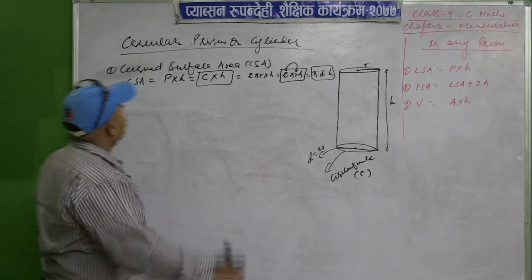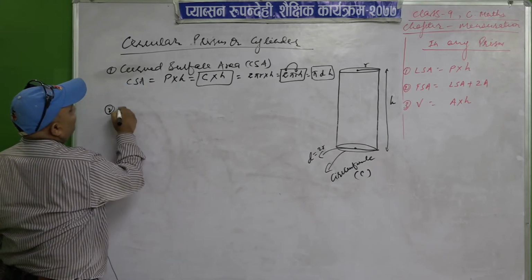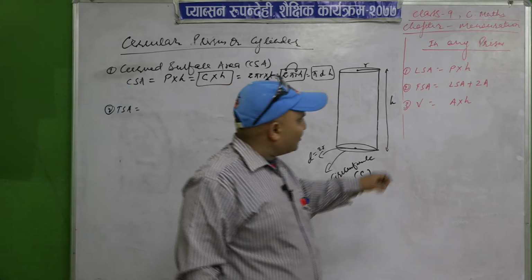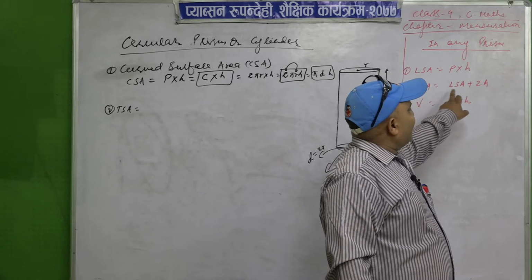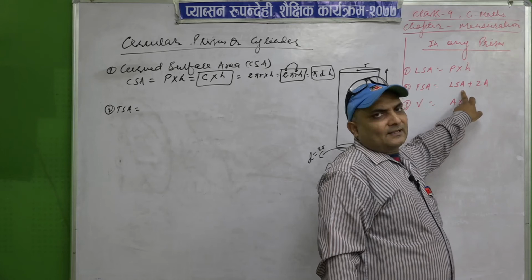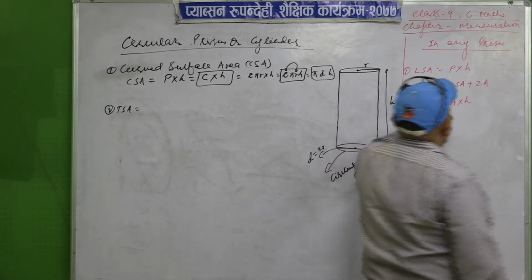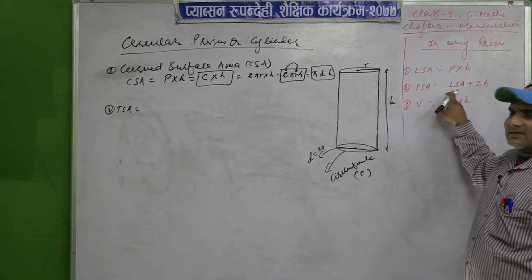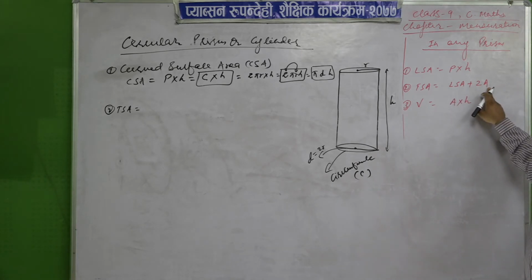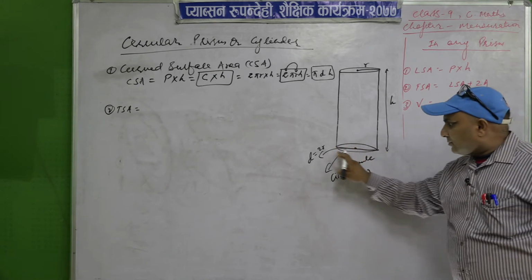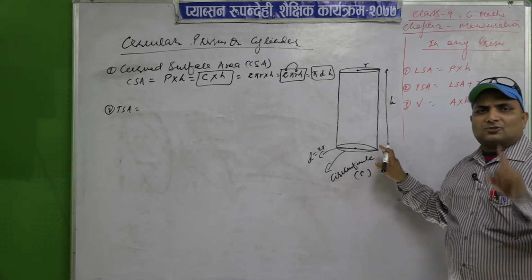Okay. Now, total surface area. Again, take your basic formula. What is the basic formula? LSA plus 2A. LSA means lateral surface area, but in the case of a circle, LSA means CSA, curved surface area, and A means area of the base. In the cylinder, what is the area of the base here? What is the base? The base is in circular shape.